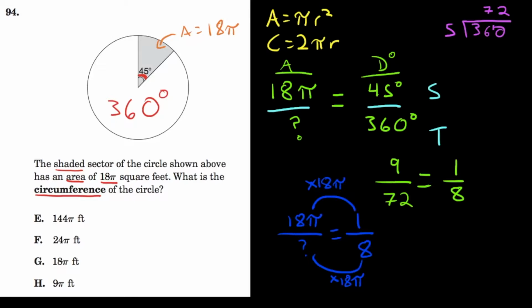Don't forget the pi. Pi is a number. It's not a degree symbol. It's not a unit. It's a number. So if you forget it, you're getting a totally different answer. Let's do over here. 18 times 8 is 144. That means, remember what I said a second ago, don't forget the pi. This question mark is 144 pi.